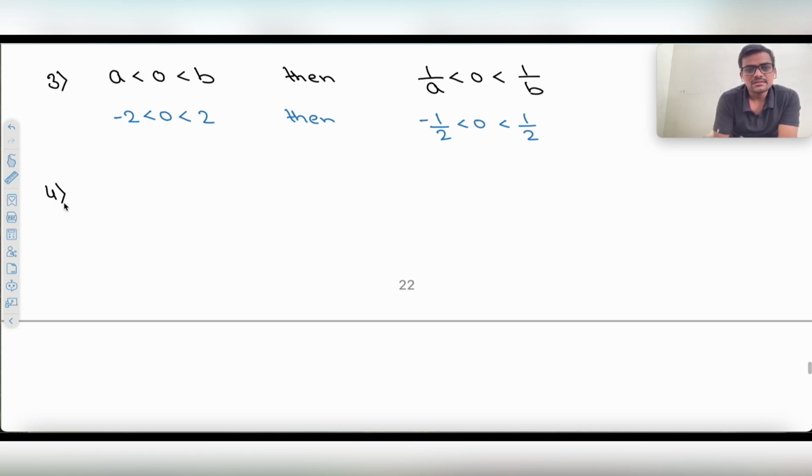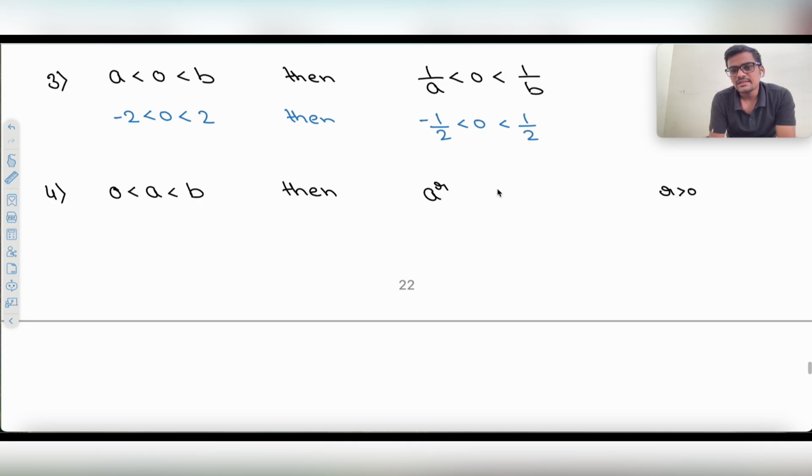So now we will move to the next operation, that is exponentiation. What does it mean? Suppose we have two numbers, say A and B, and they satisfy this type of inequality, meaning both numbers are positive and A is less than B. Then what can we say if we raise A to the power R, where R is a positive number? How will A to the power R be related to B to the power R?